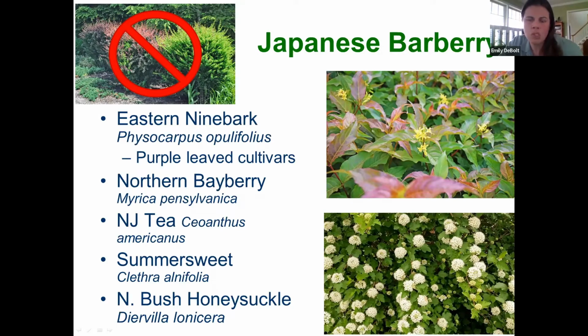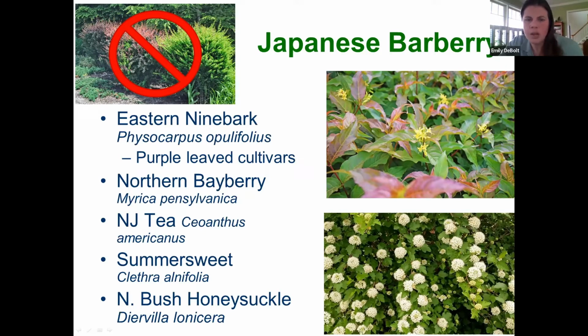And barberry in the woods will spread and take over, to the point where maple saplings can't really grow and take hold. So it's a problem for maple production. And so there's all sorts of issues with barberry.